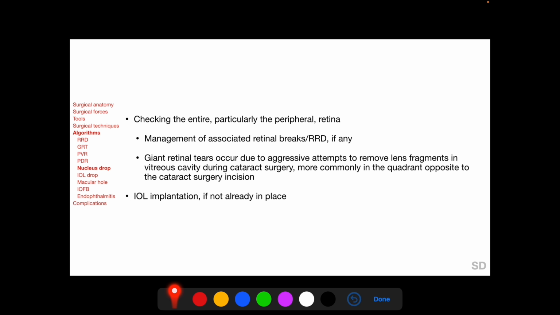Following removal of lens fragments, meticulous examination of the entire, particularly the peripheral retina, is extremely important because giant retinal tears can occur due to aggressive attempts to remove lens fragments in vitreous cavity during cataract surgery, and these giant retinal tears typically occur more commonly in the quadrant opposite to the cataract surgery incision.